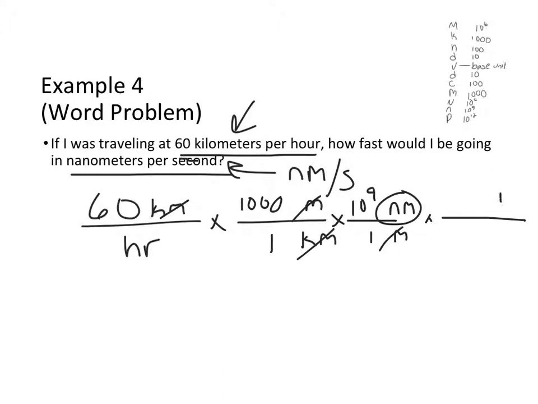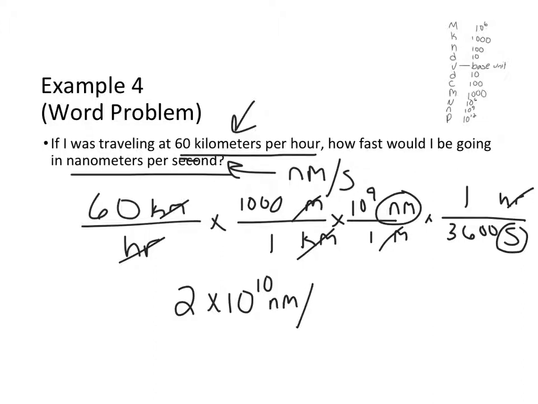And now hours needs to go on top so I can get it to cancel, and I can put seconds on the bottom, because I know 1 hour is 3,600 seconds. Hours cancel. I've got that unit taken care of, and now I can just plug it into my calculator. So 60 times 1,000 times 10 to the 9th divided by 3,600. And I need to use scientific notation for this, and I'm only allowed 1 sig fig. So the answer would be 2 times 10 to the 10th nanometers per second.